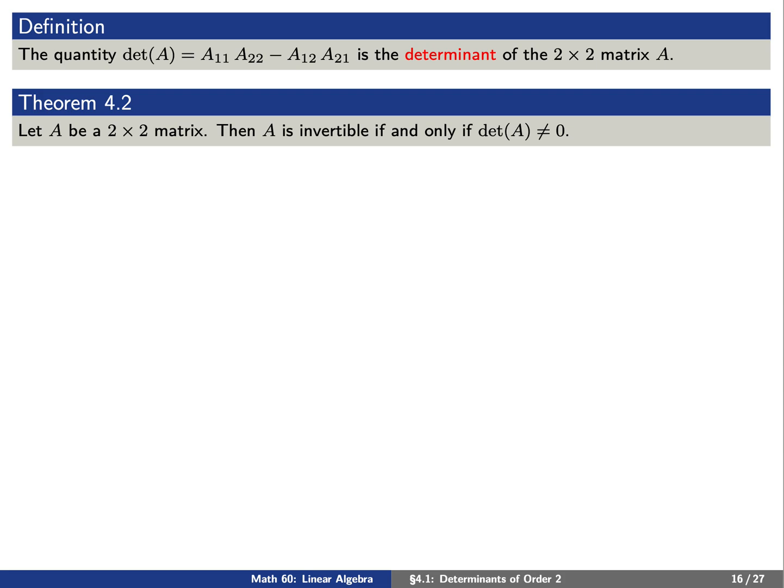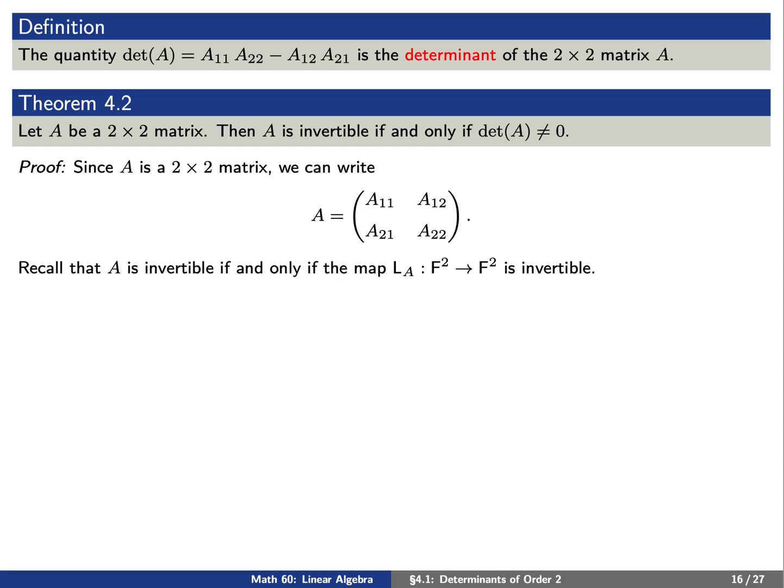Here's one of the main results. If A is a 2 by 2 matrix, then it is invertible if and only if the determinant is non-zero. Let's give a proof of this. First, because A is a 2 by 2 matrix, let's write it out in the way you see here on your screen: a11, a12, a21, a22.